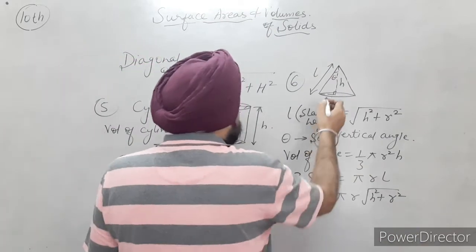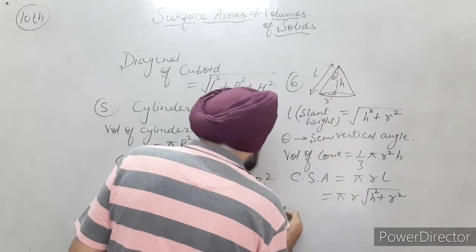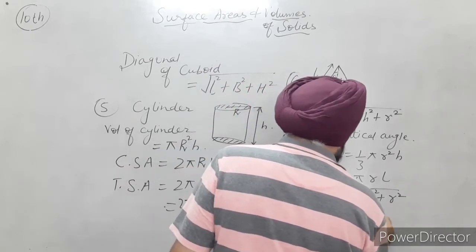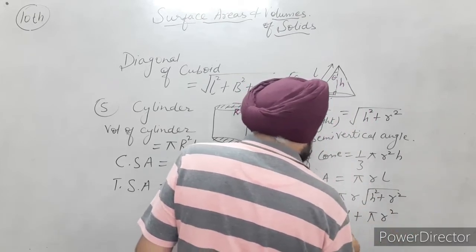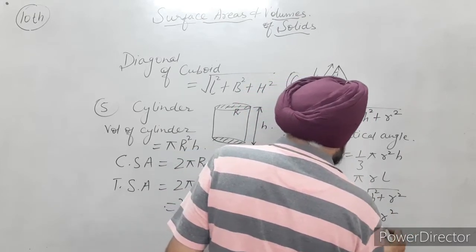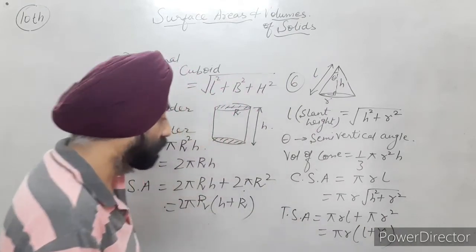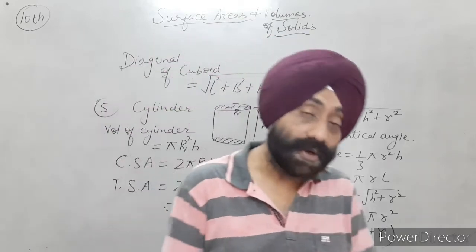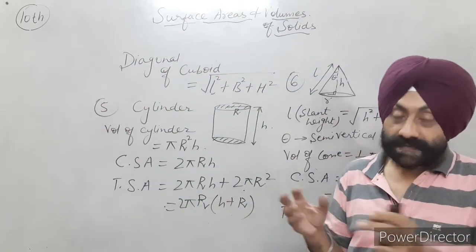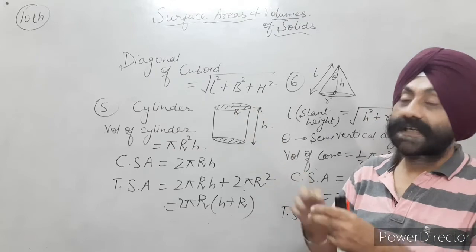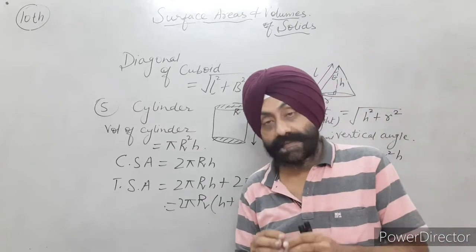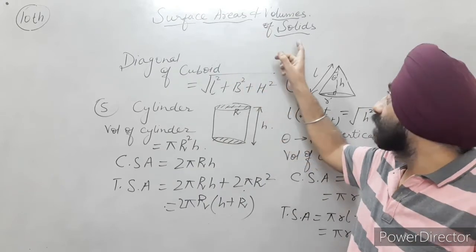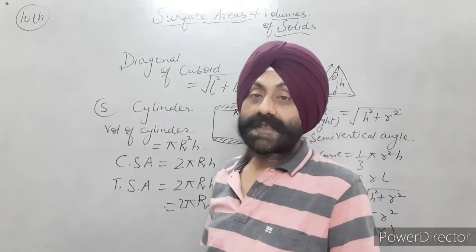If I need to have the base also, then the total surface area of the cone is pi r L plus pi r square, the area of the base. Pi r is common, so it is pi r (L plus r). This is the total surface area of the cone. These are the 6 solids, or it can be a combination of any 2 of them. These formulas will be used in this chapter of surface areas and volumes of solids.